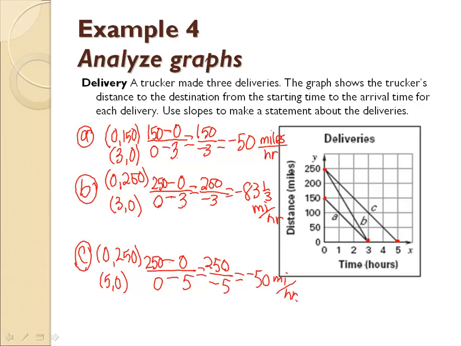Now let's make a statement about these. Well, if we think about it, this is a real life situation. When we're talking about how fast we're going, we don't talk about positives or negatives, so we're going to ignore those signs and just compare these. Isn't 83 1/3 miles per hour faster than the other two? So we could say that truck B was going the fastest. And that's a statement that we can make about this problem.